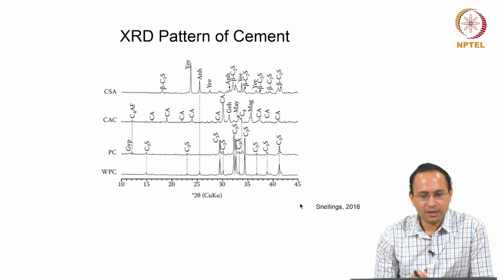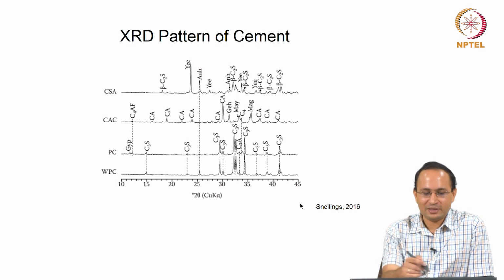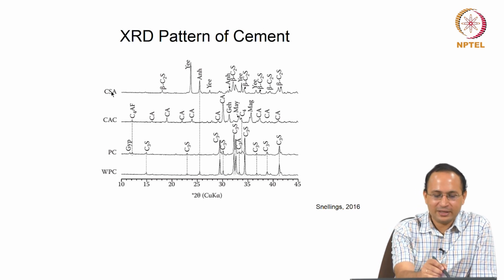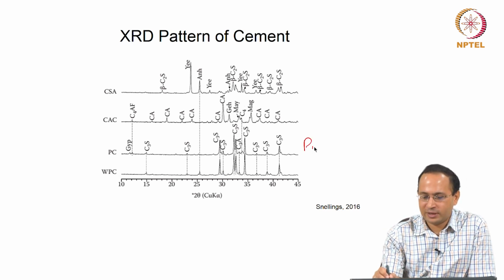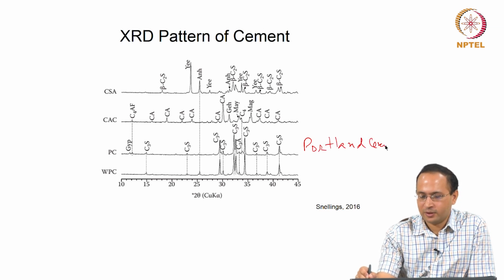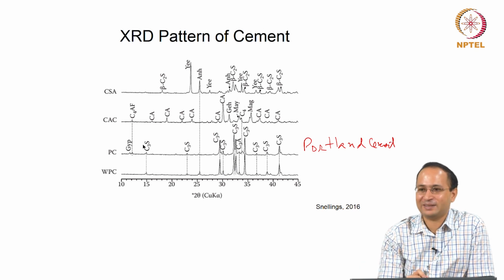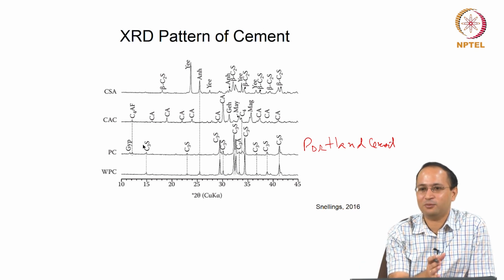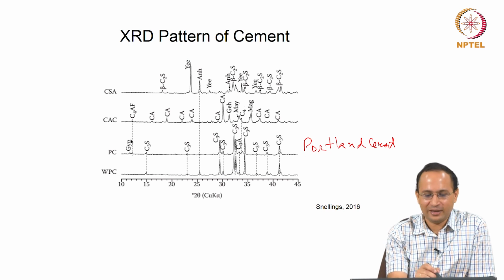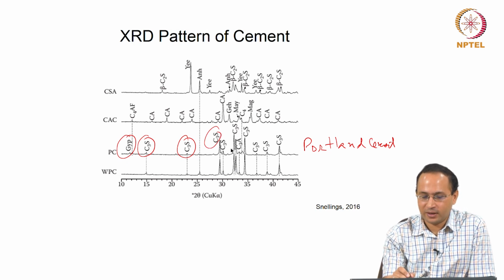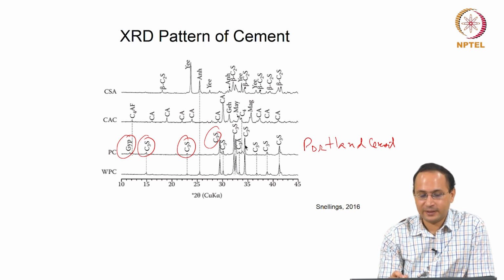So what does a typical X-ray pattern of cement look like? Obviously we have plotted here different types of cement. So let us look at the PC. You are familiar with Portland cement. This is the PC, Portland cement. So you see basically different peaks that tell you which phases are present in your cement. Gypsum, C3S, this is alite, C3S, you have C2S, sometimes it is maybe somewhere here. So these are the major peaks.